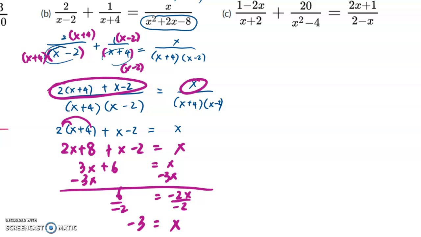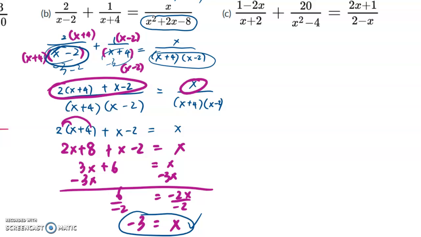We can just check over here. If you plug in negative 3, that's not making the denominator equal to 0, because negative 3 minus 2 is negative 5, not 0. Negative 3 plus 4 is not 0 either. Since each factor is not 0, the denominator is not 0 with our solution. So that makes our solution safe. That is a solution to this equation.